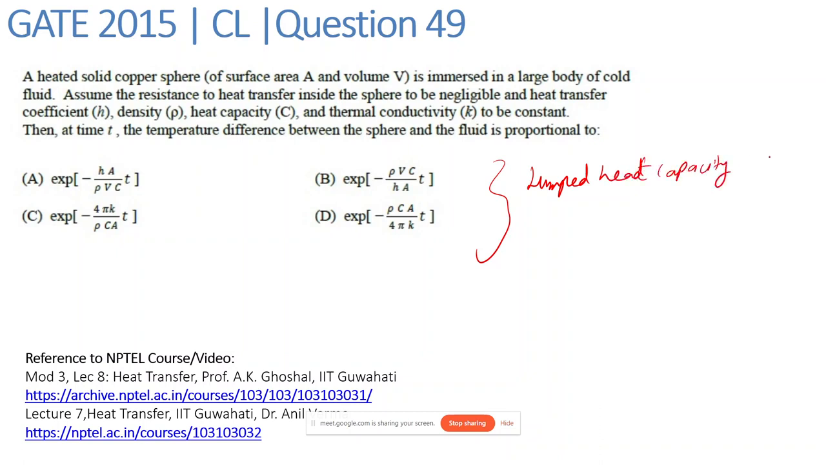You can straightaway remember the formula for this, or else we can derive it very easily. So let's look at the video solution for this question.